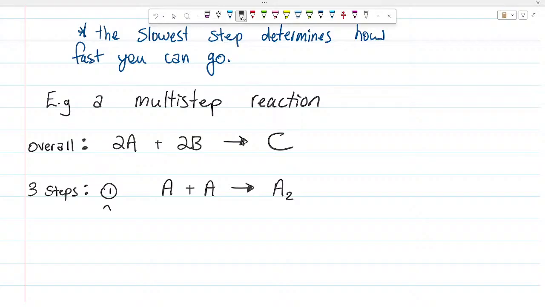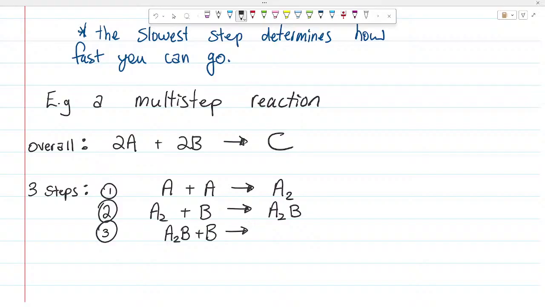Does that make sense? Then in the second reaction, our new A2 is going to bump into a B, and it's going to give us A2B. All right? Cool. And then in the third reaction, A2B bumps into B again, and it's going to give us A2B2. All right? This is a made-up reaction.